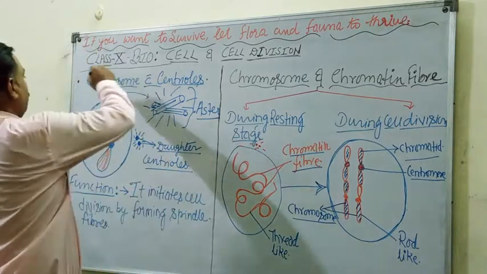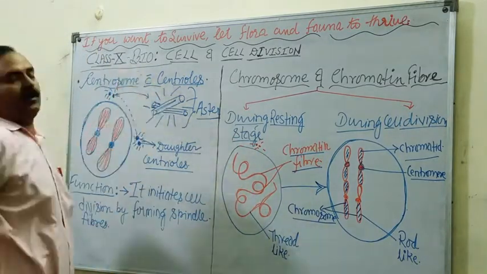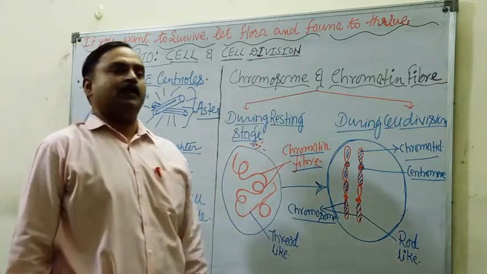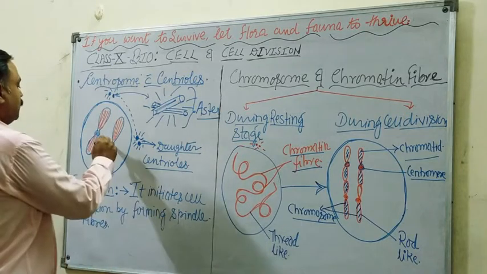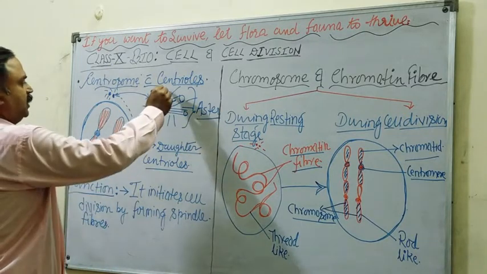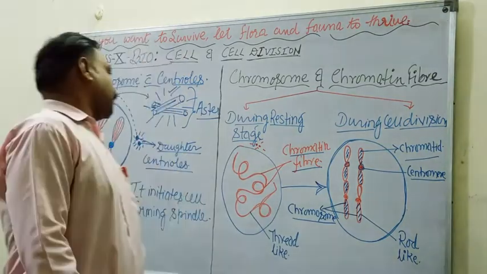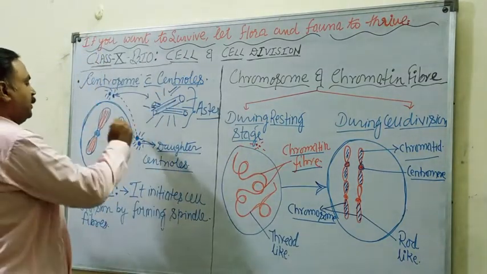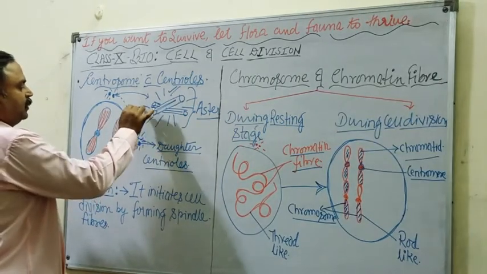So first we are going to study the structure and function of the first important cell organelle of the cell chapter, that is centrosome. Isn't it? The centrosome consists of two centrioles, two tiny cylindrical bodies called centrioles, and the function is it initiates cell division by forming spindle fiber.